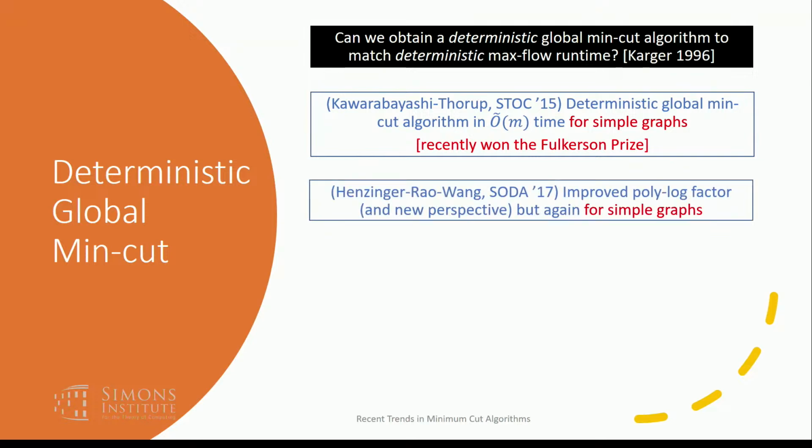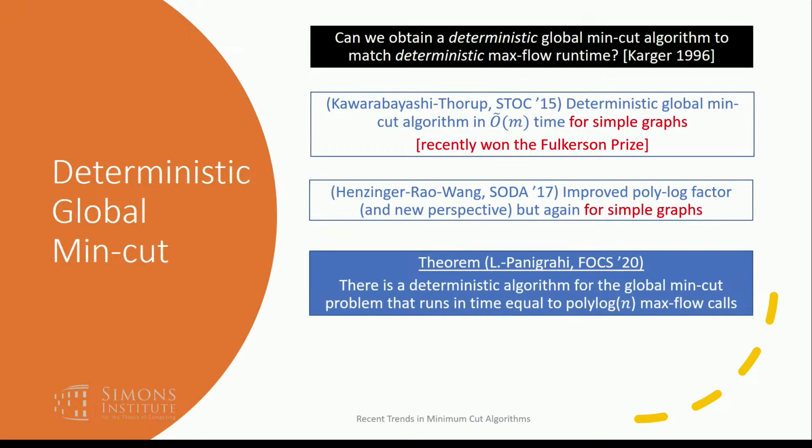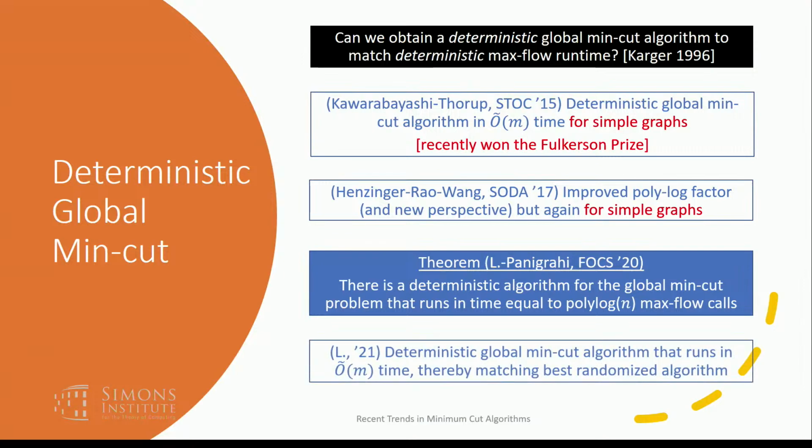This result has been improved and viewed from different perspectives, but again, these are for simple graphs. One result that we'll be studying in this talk is what we showed in the work with myself, Debmalya, and Panigrahi: there's a deterministic algorithm for global min-cut that runs in polylog max-flow calls. Subsequently, this work by myself has improved the running time of deterministic global min-cut all the way to almost linear, which matches the best running randomized algorithm. This should have been n^(1+o(1)). But the techniques are quite different, and we'll mainly focus on the earlier version.